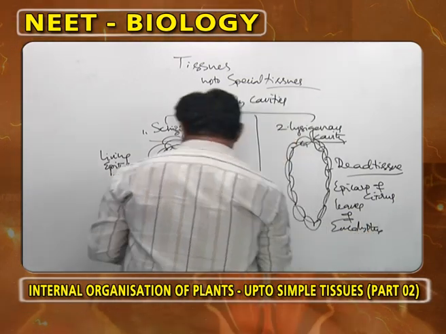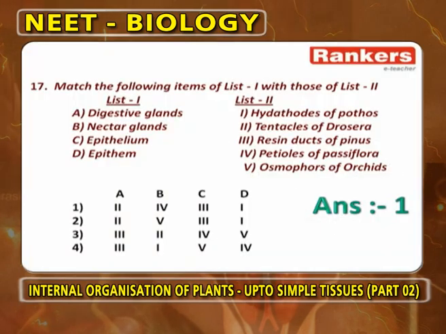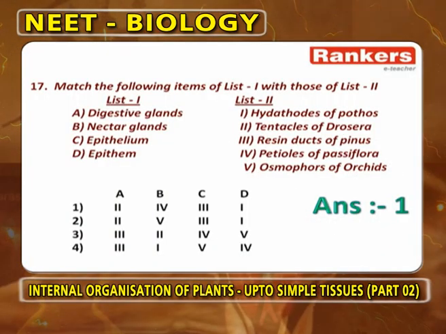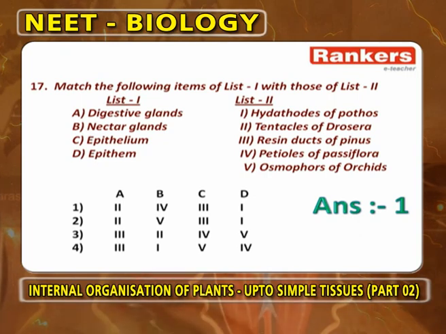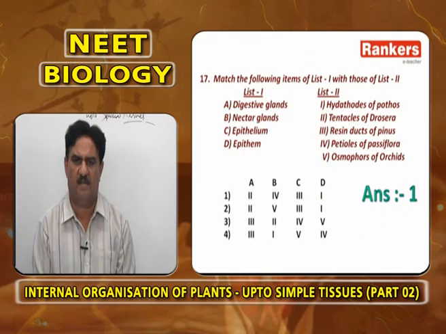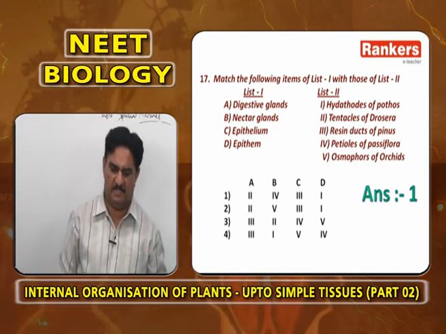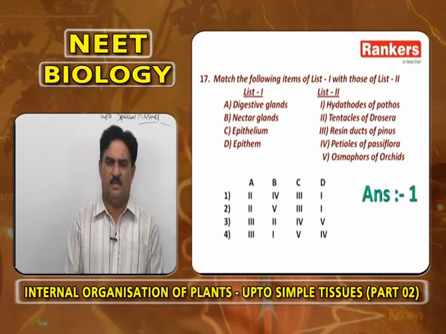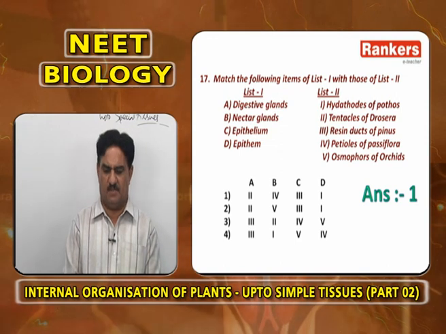So secretory cavities are of two types based on their formation. If formed by the expansion of intercellular spaces, it is called a schizogenous cavity, which is internally lined with epithelium. If formed by the disintegration of cell walls, it is called a lysogenous cavity, internally lined with dead tissue. So epithelium means resin ducts of pinus. Epithem means hydathodes of pothos. Any hydathode shows loosely or tightly arranged parenchyma tissue called epithem.